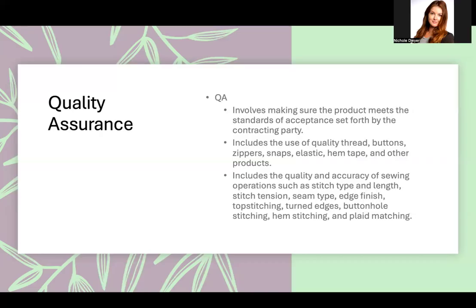But it also speaks to trims and notions and details of the garment. So, quality of thread, quality of buttons, zippers, types of snaps that are used, elastic, anything that is being used to put the finished garment together needs to be assessed based on standards of quality and quality assurance. And so that is a big factor when you think about production processes and considerations for that.